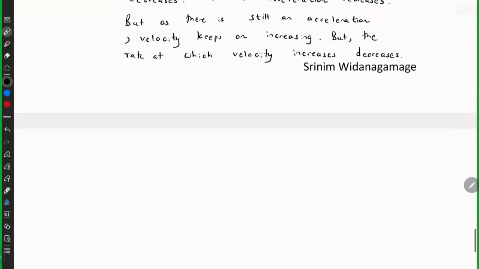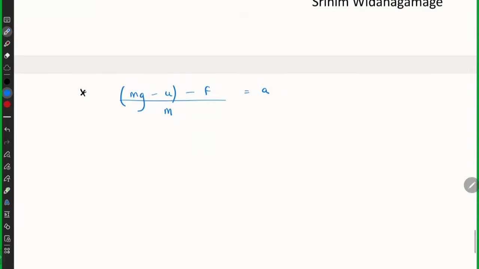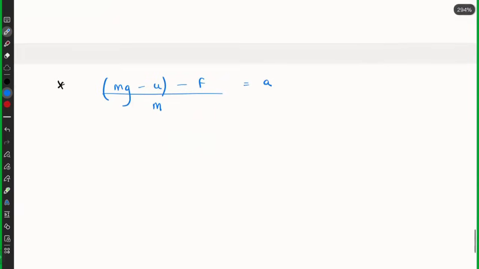Now you all have a good idea. Now, what will happen eventually? Now you see mg minus upthrust minus the viscous force divided by the mass m gives you the acceleration downwards a. So eventually, what's going to happen? Does the viscous force increase with depth? Yeah, it's increasing. That's what we discussed, Amaya. It increases, but what happens is, is velocity going to keep on increasing? Eventually, it reaches a constant value.